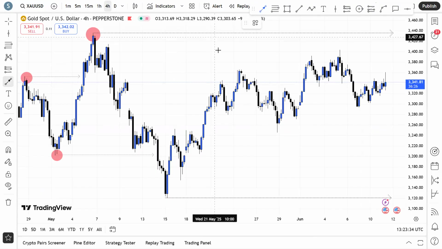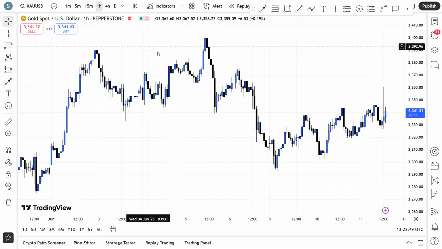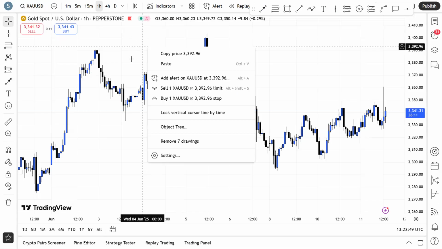Sell on premium and buy on discount. So we are going to go to a 1 hour time frame and mark the structure of our 1 hour time frame and look for selling opportunities on our 1 hour time frame. You see, so we are here on our 1 hour time frame.